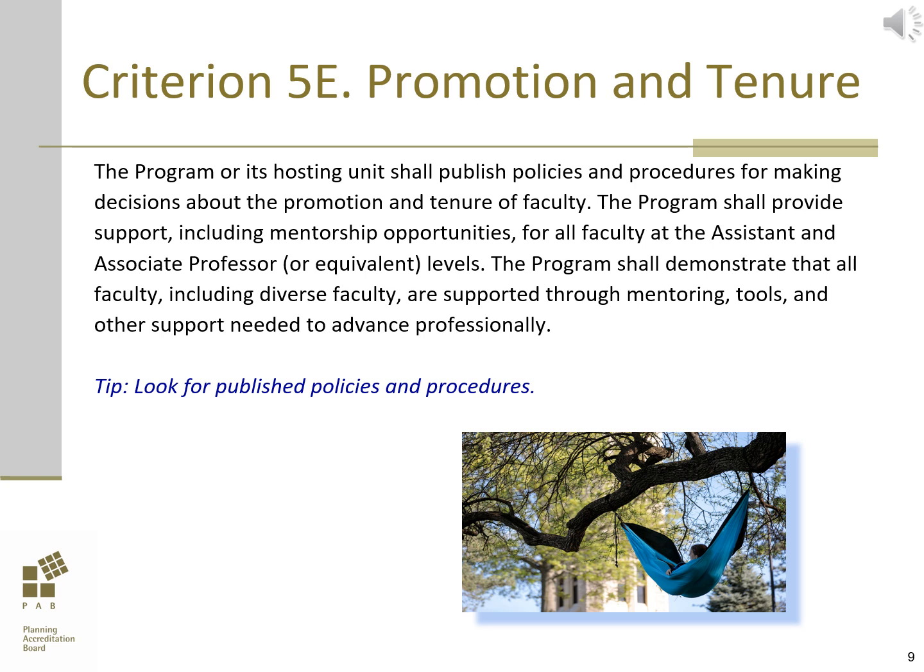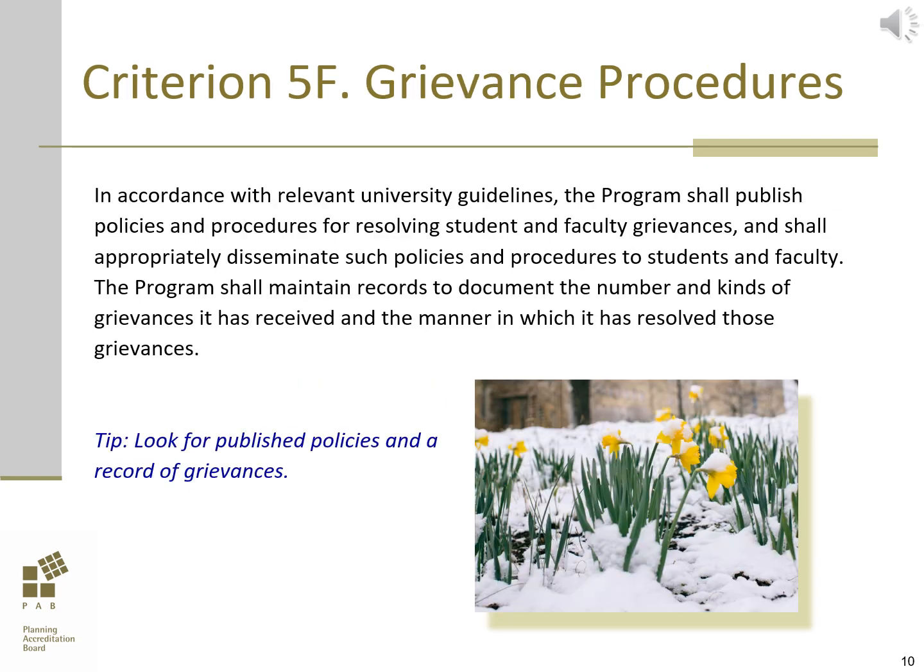Challenges to meeting this criterion could include unpublished policies, a lack of formal reviews, inconsistent mentoring of junior faculty, or inconsistent application of tenure criteria across individuals. Tip: look for published policies and procedures. Grievance procedures is the 6th criterion within the governance standard. Please pause the presentation to read this text.